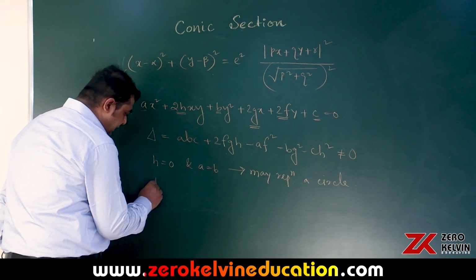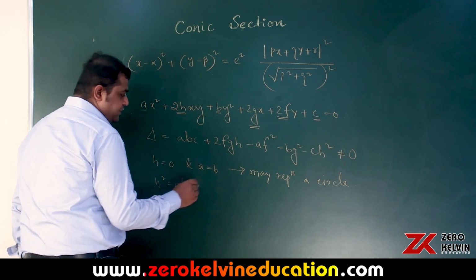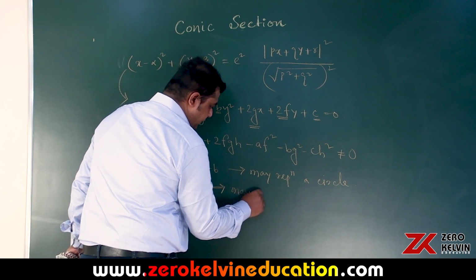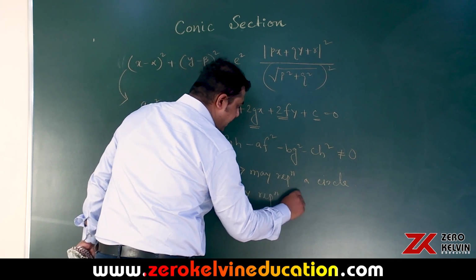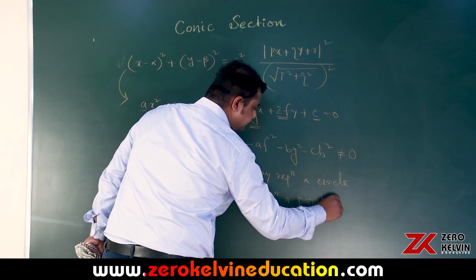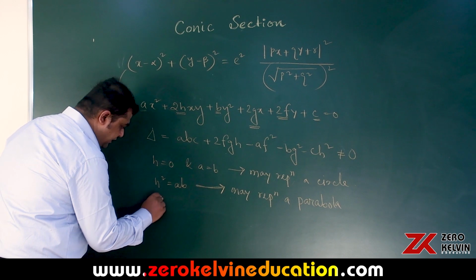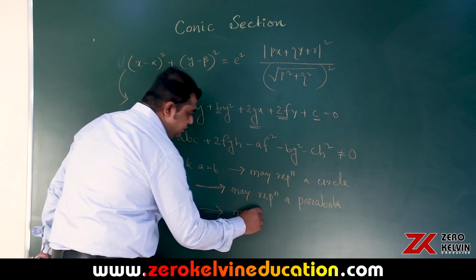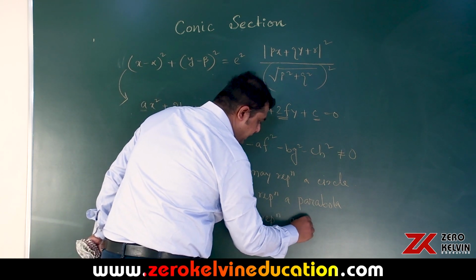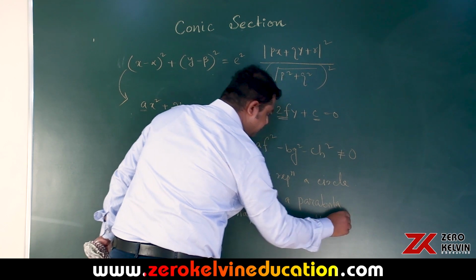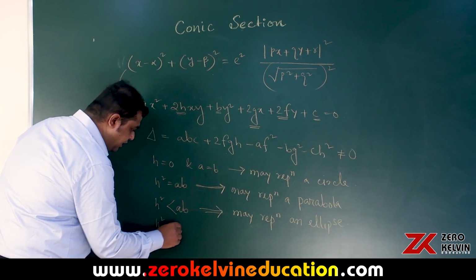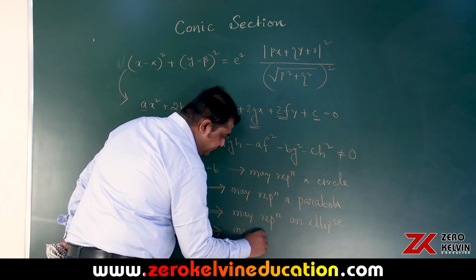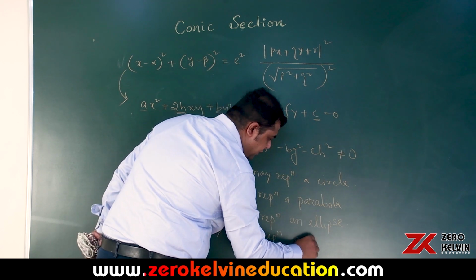Moreover, if I get h square equal to ab from this representation, that will lead us to possibly representing a parabola. If we get h square less than ab, that may represent an ellipse. And finally, if h square is greater than ab, that will keep its thread open towards representing a hyperbola.